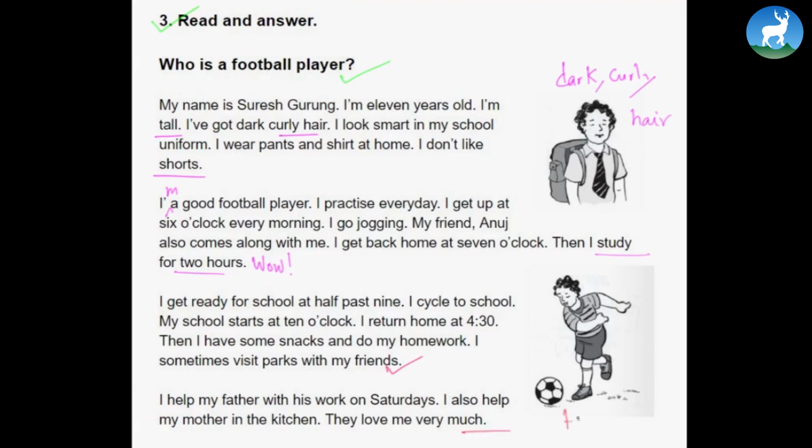So this seems to be his hobby, which is something you normally do when you have free time. And who is a football player? Of course, Suresh Gurung is the football player. All right. So now that we have studied about Suresh Gurung, we know something about his daily life, his daily routine. Let's solve some comprehension questions now.